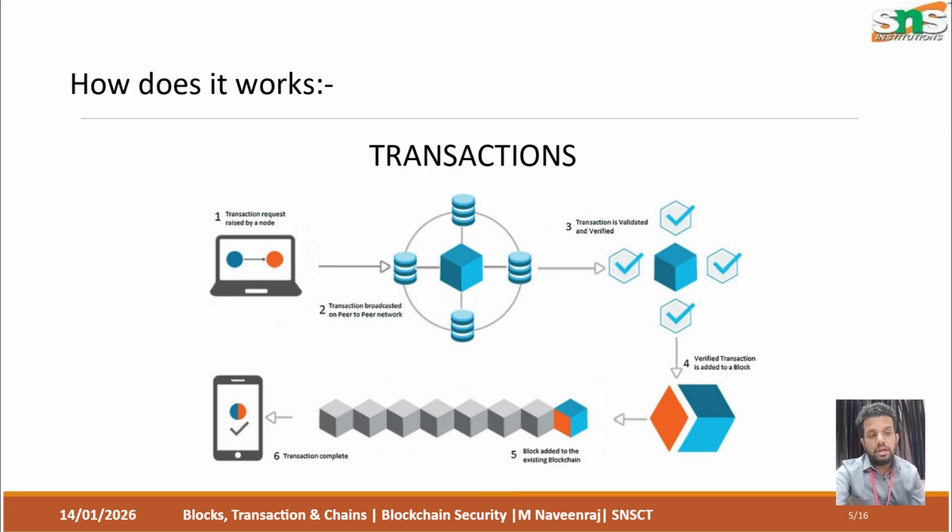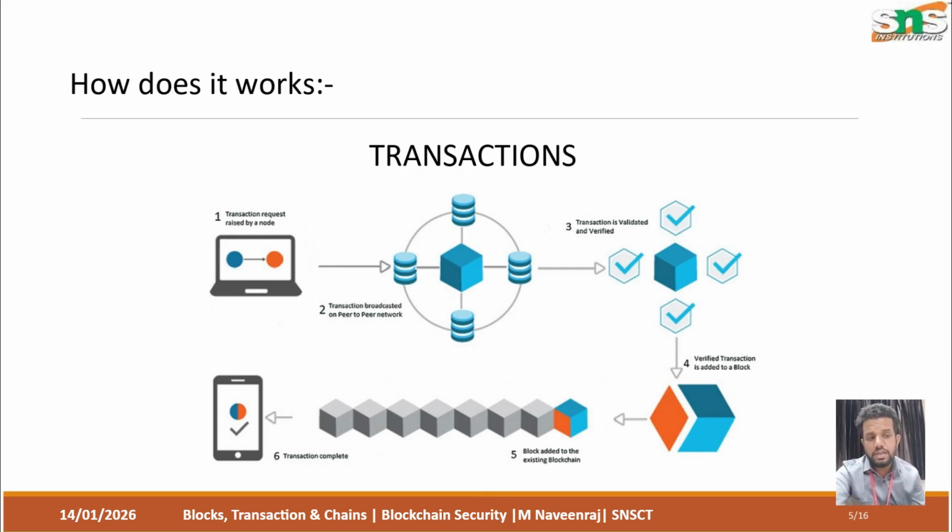Then what is a block? A block is a digital container that stores a group of transactions, timestamp and hash value. What is a transaction here? The transaction represents a transfer of value, that is money, or the transfer of information, that is data or records. Example, sending a Bitcoin or updating a medical record. This will be an example for the transaction.